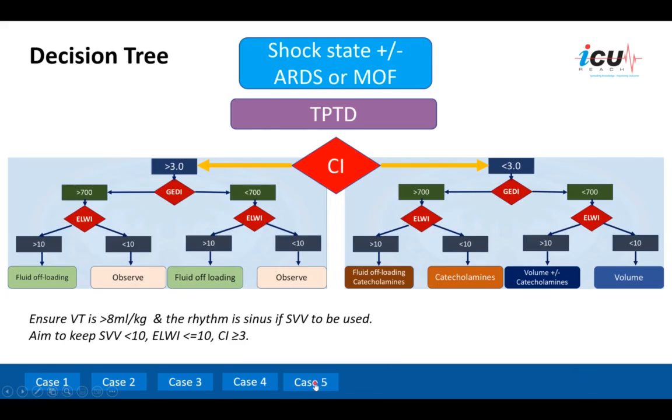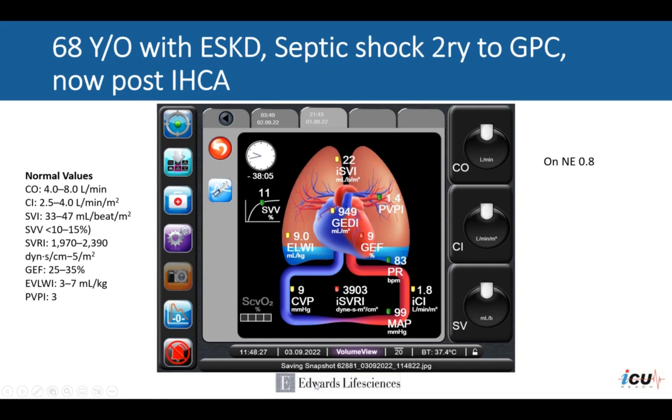Then the last case that we have is a patient who is a 68-year-old with end-stage kidney disease, and septic shock secondary to gram-positive cocci. Now he's in the ICU after cardiac arrest, and you put in the transpulmonary thermodilution device, and the patient is already on norepinephrine 0.8. So let's analyze the data.